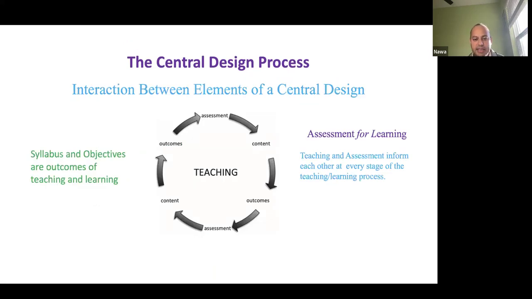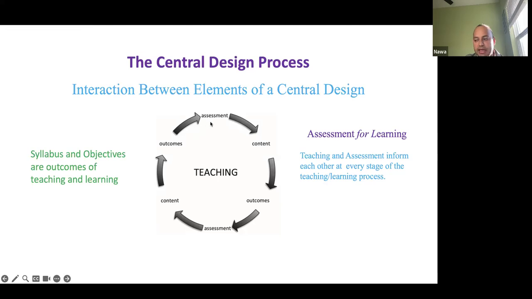Now, as we see, the central design really evolves when the activities are carried out. So we know that those activities will determine what contents to cover and what objectives to target. And teaching, learning, and assessment inform each other at every stage. So you'll have some content, do some activities, and then that will have some outcomes, and you'll assess just to see whether students have learned or not. But in all of these steps, you are just learning.